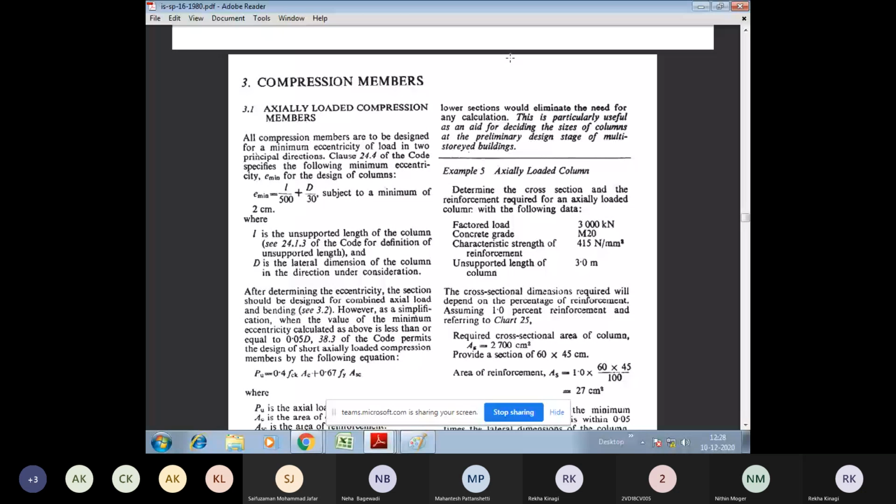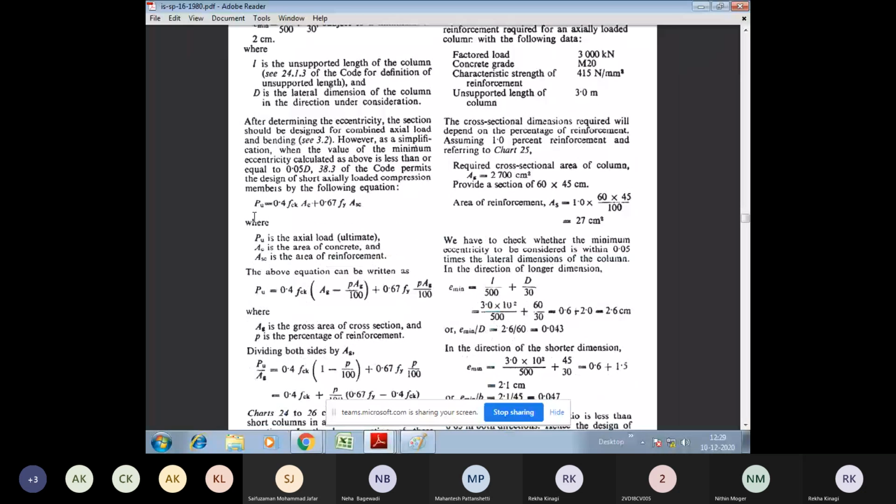Here it is noted, see, axially loaded compression members, that means axially loaded columns. Here, to calculate E minimum, the equation is given: L by 500 plus D by 30. Then the PU equation is also given: PU is equal to 0.4 FCK AC plus 0.67 FY into ASC. So that is being given.